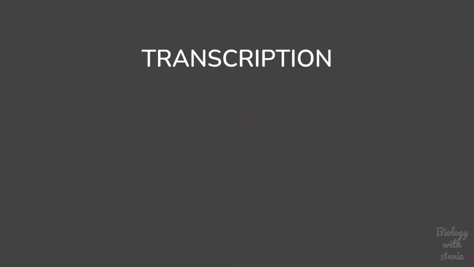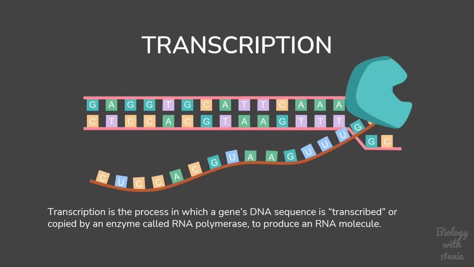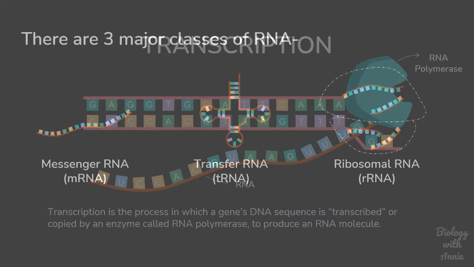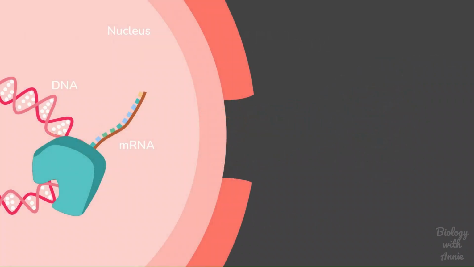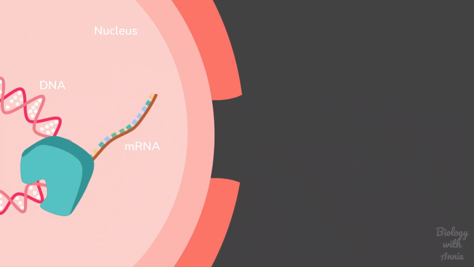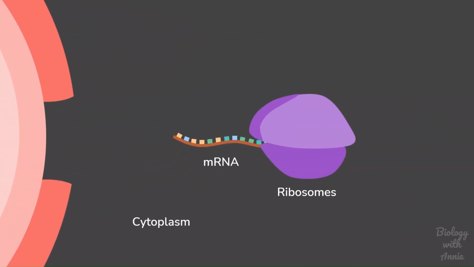Transcription is the process in which a gene's DNA sequence is transcribed or copied by an enzyme called RNA polymerase to produce an RNA molecule. There are three major classes of RNA: messenger RNA, transfer RNA, and ribosomal RNA, of which messenger RNA or mRNA acts as an intermediary, carrying the genetic code from the DNA, which is a site of information storage, to the ribosomes, which are the sites of protein synthesis.